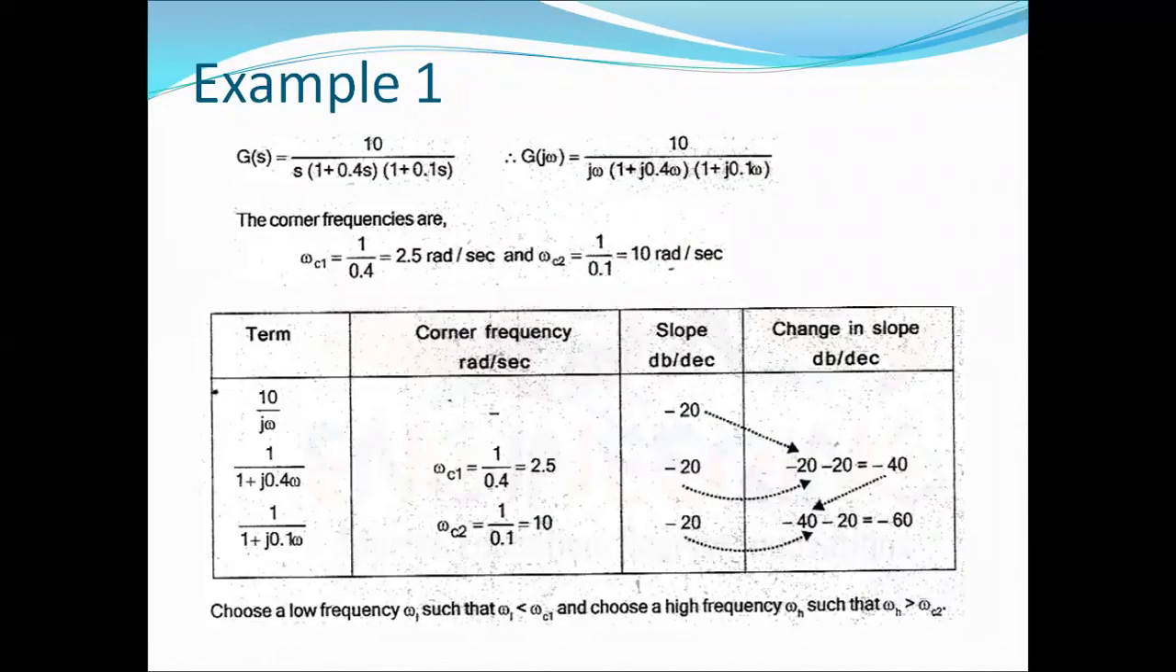Okay, now let us take a problem. This is a problem of a type 1 and third order system. G of s is given as 10 divided by s into 1 plus 0.4s into 1 plus 0.1s. Replacing s with j omega, we get g of j omega equal to 10 divided by j omega into 1 plus j 0.4 omega into 1 plus j 0.1 omega.